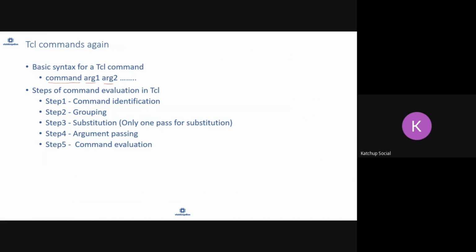So step one, Tcl identifies what the command is, because the first word is the command. What is the procedure it has to run? Then it sees what the grouping is. Then basically it does substitution. It does substitution only one time. What is the meaning of that?